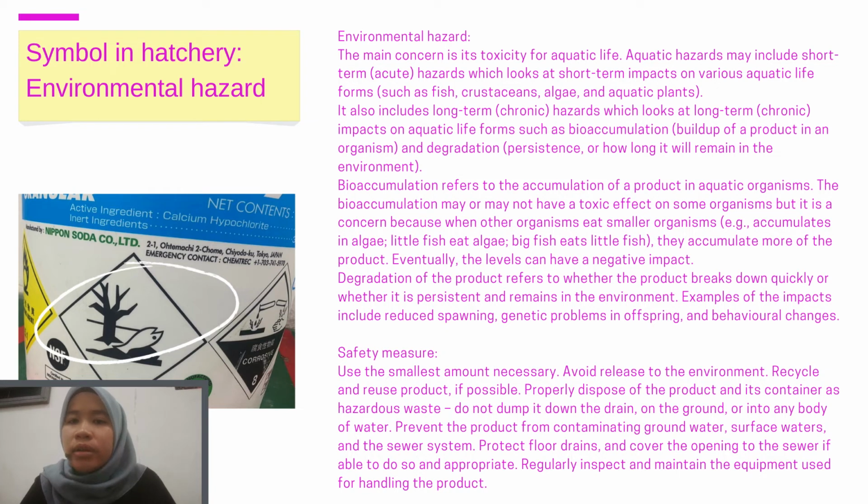Degradation of the product refers to whether the product breaks down quickly or whether it is persistent and remains in the environment. Examples of the impacts include reduced spawning, genetic problems in offspring, and behavioral changes.